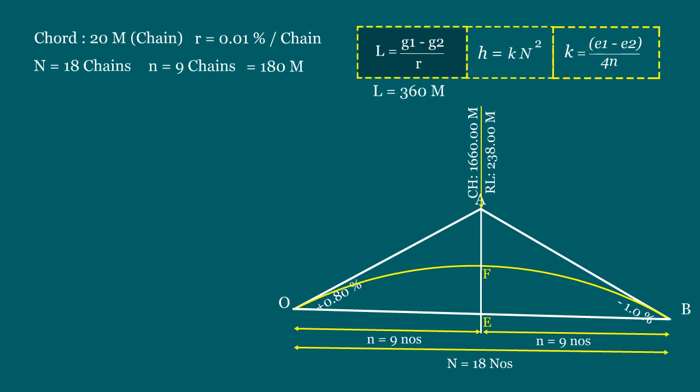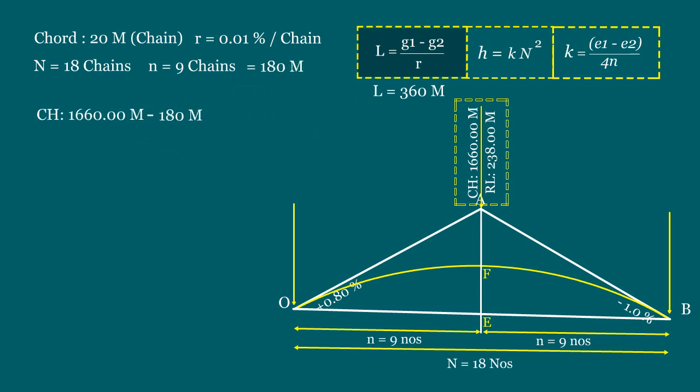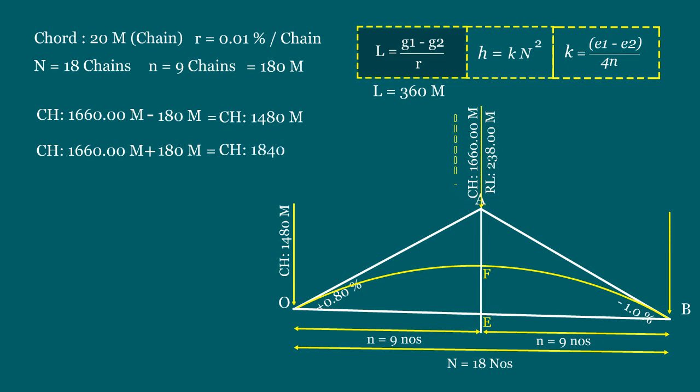Now, we will fix the tangent points. The chainage of the intersection point is 1,660 meters. So, the chainage of the first tangent point equals 1,660 meters minus 180 meters, that equals 1,480 meters. Similarly, the chainage of the second tangent point equals 1,660 meters plus 180 meters, that equals 1,840 meters.